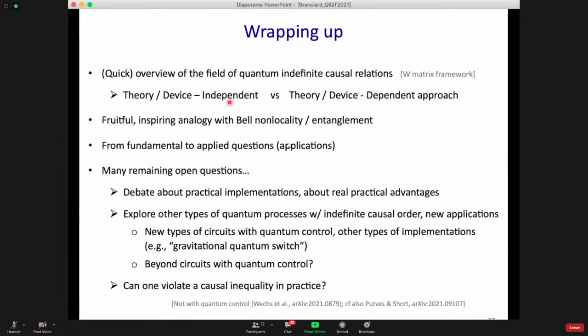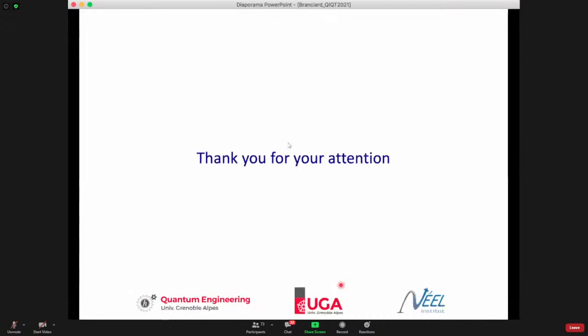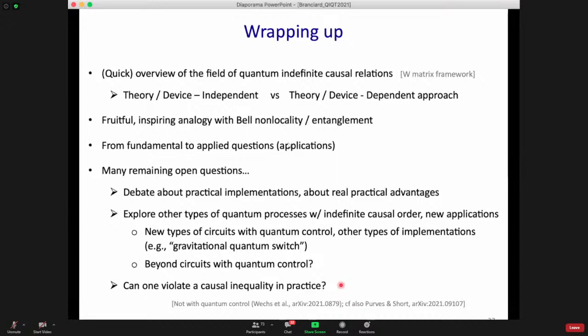And I will just wrap up with this. So, yeah, you can read it. I gave you an overview of the field, highlighted this fruitful analogy with Bell's non-locality and entanglement, and this can really be inspiring. The type of questions that we're addressing in the field are both very fundamental, talking about indefinite causal structures, causality at the very fundamental level, but this also leads to more applied questions and possible applications, and this is also what makes it quite exciting. And of course, this is a pretty new field, and there are many open questions and some debate about the meaning of all this. There are many new types of processes to investigate, and this question that I mentioned, whether we can actually really violate causal inequality in practice. Thank you. I will stop here, and I'll take your questions.